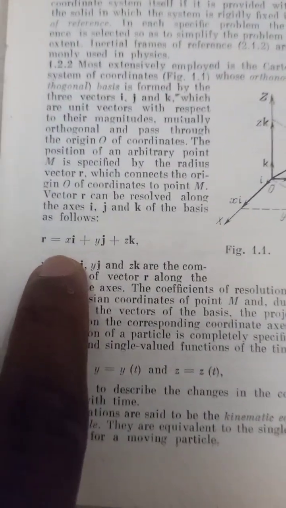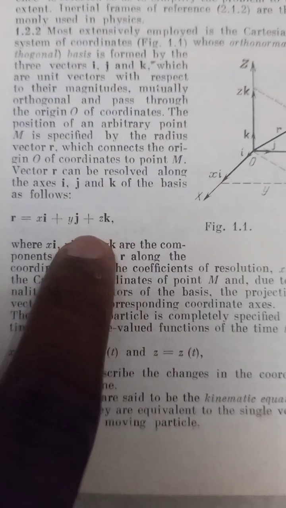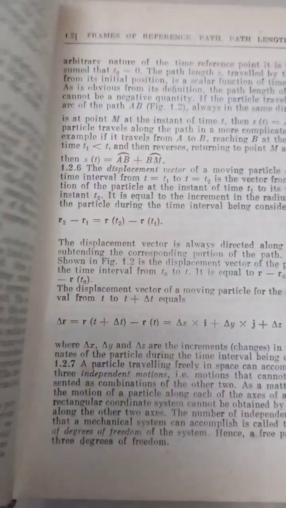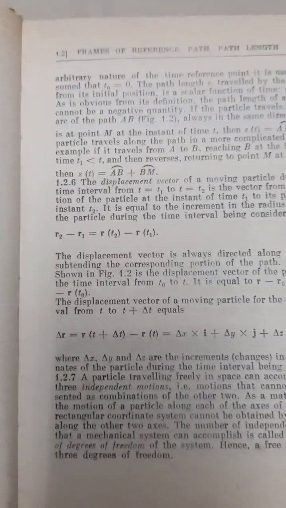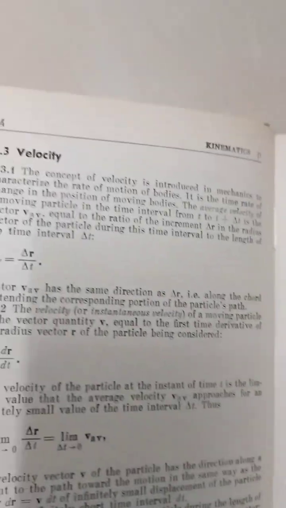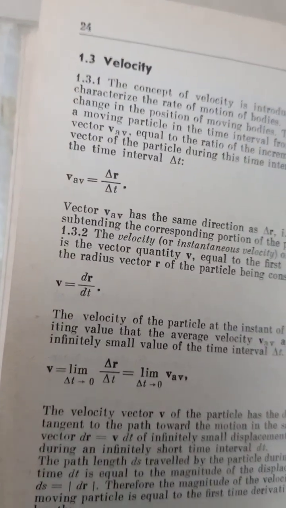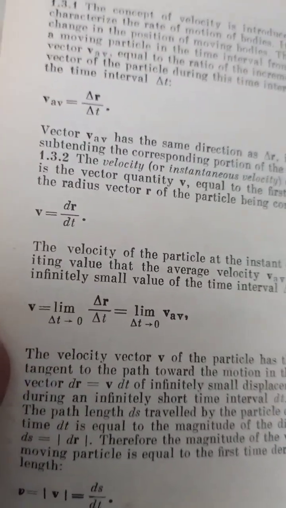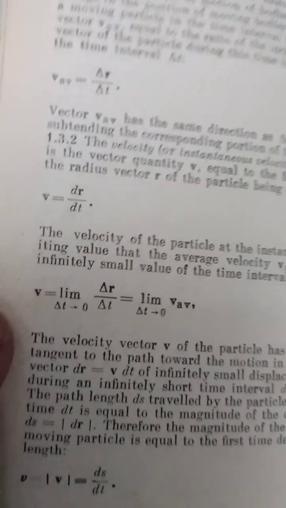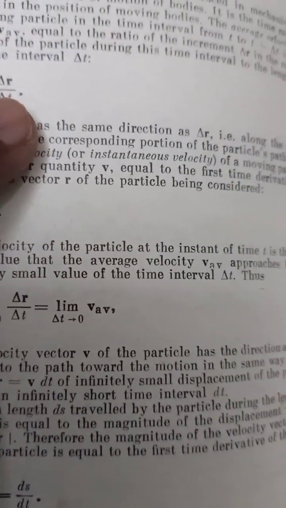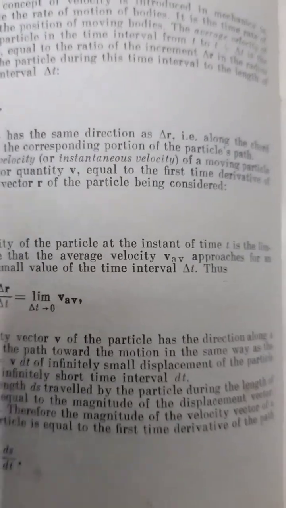Here the r vector is equal to xi plus yj plus zk. It is a three-dimensional position vector. As you go further, you find the diagrams are given, as if you are reading a textbook. Here the definition of velocity is given, both average velocity and instant velocity. Instant velocity is the rate of change of position, and the average velocity is change in position upon change in time.